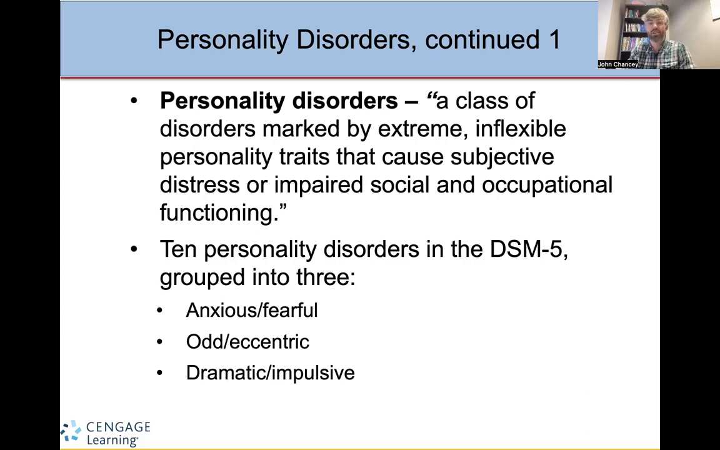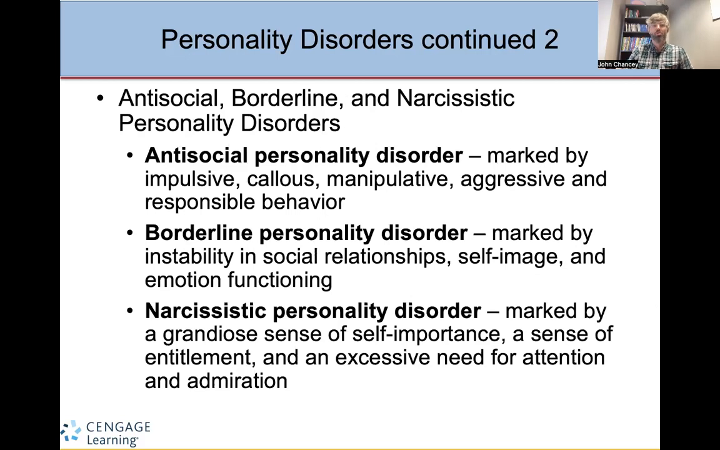So there's 10 personality disorders in the DSM. They are grouped around 3 kind of axioms. You have the anxious, fearful, odd, eccentric, and dramatic, impulsive. The ones we're going to focus on primarily are antisocial, borderline, and narcissistic personality disorders, kind of giving you a little preview of everything. Antisocial, this is where individuals are impulsive, callous, manipulative, aggressive, and they don't feel bad about that. They'll hurt other people physically, emotionally, socially, whatever, and they have no regard for that person's well-being.